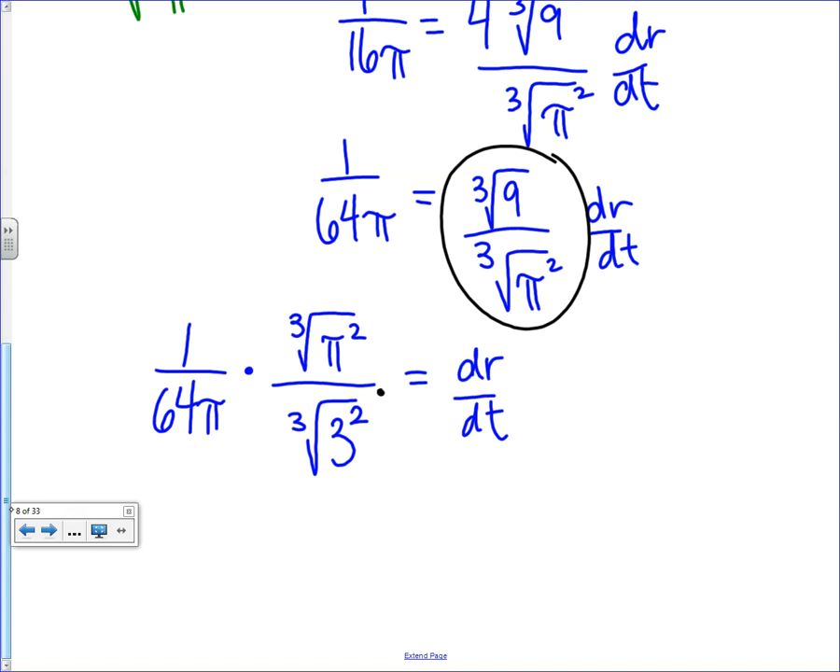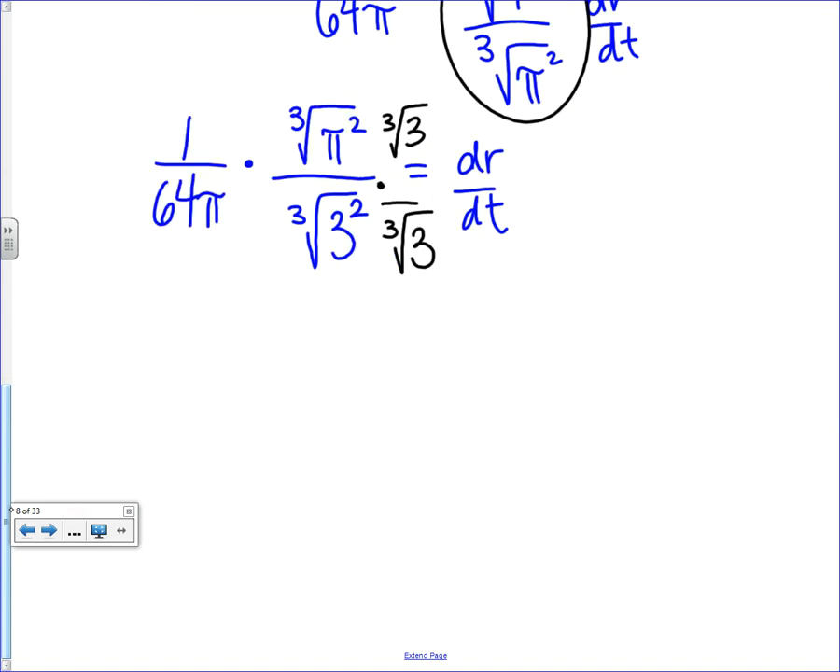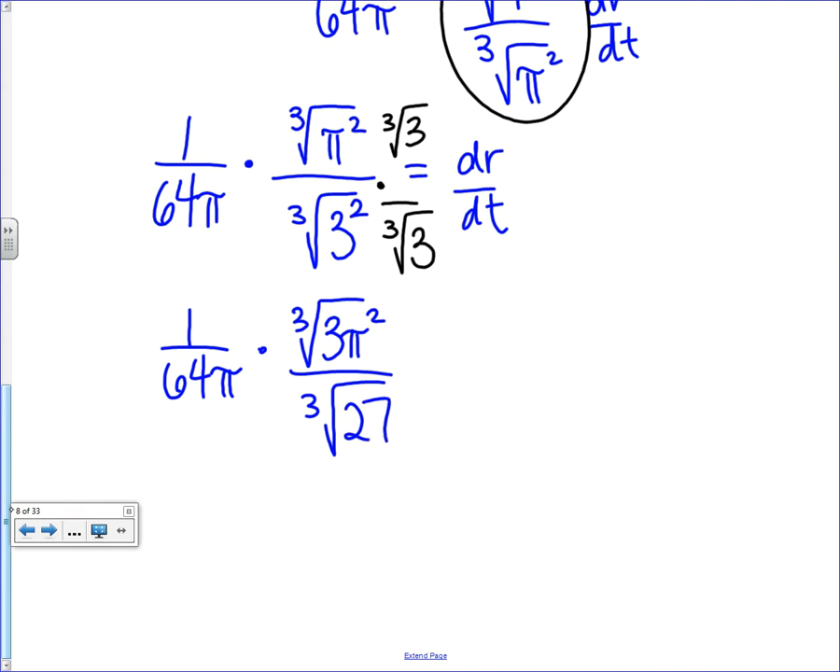So I have 2 3's down there. I need to get another 3 down there. Okay, so that would look something like that. Notice that whatever I do to the bottom, I have to do to the top. So it's like we're multiplying by a version of 1. So now I have that. Okay, the cube root of 27 is 3.